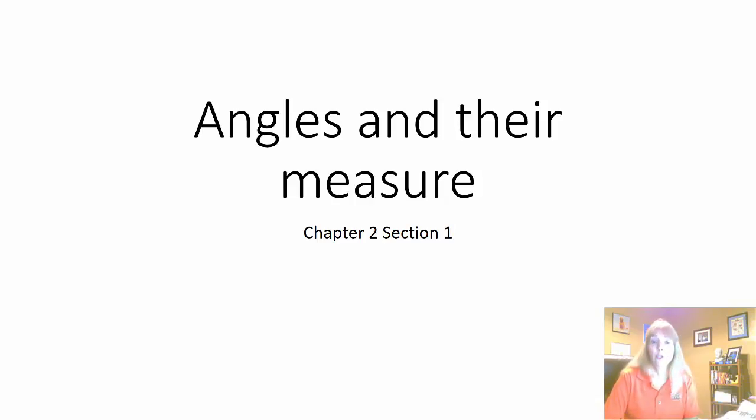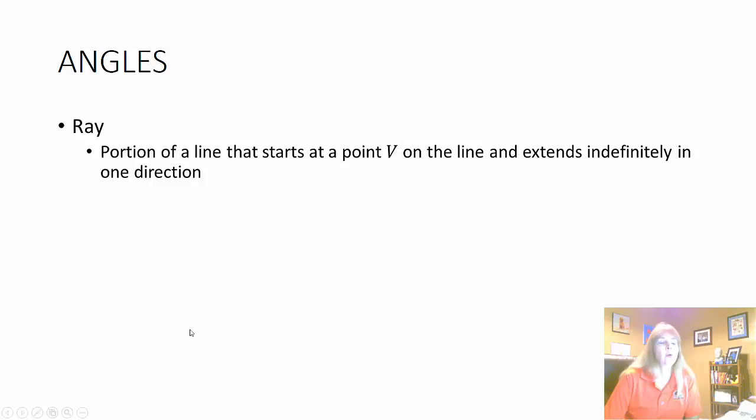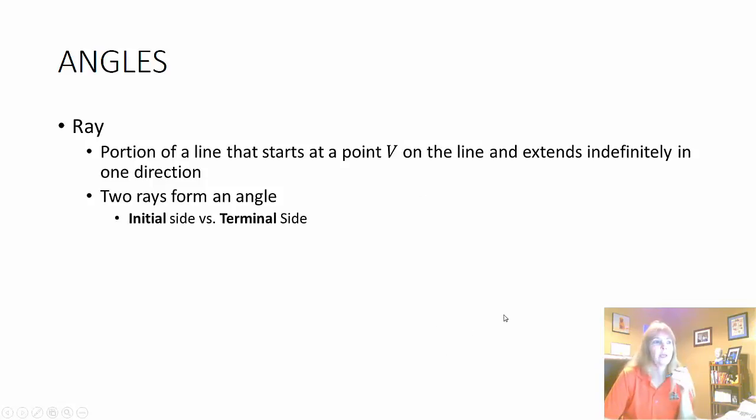Okay, this starts the new material, Chapter 2, Section 1, which is all about angles and their measure. So if I have a portion of a line, a line that starts at a particular point V, which we call the vertex, and it extends indefinitely in one direction, that's a ray. That's all a ray is.